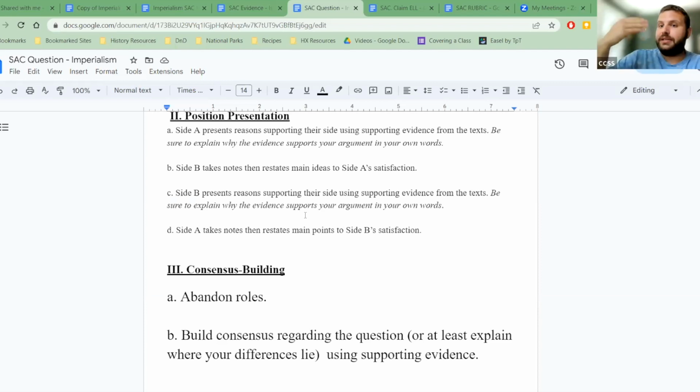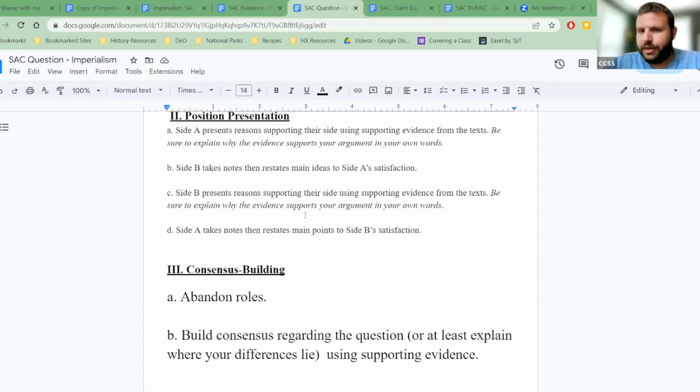And then side B does it in reverse. So what would happen is I would give my argument, Tony would restate it back to me. So it's about active listening and writing as the other side is presenting, and then the sides are reversed, okay? Side B then takes those notes, restates those main points, and again, you have that discussion. Yes, you totally understood my arguments. Yes, you got the right evidence, things to that end. Once both sides have gone, then comes the consensus building, right?